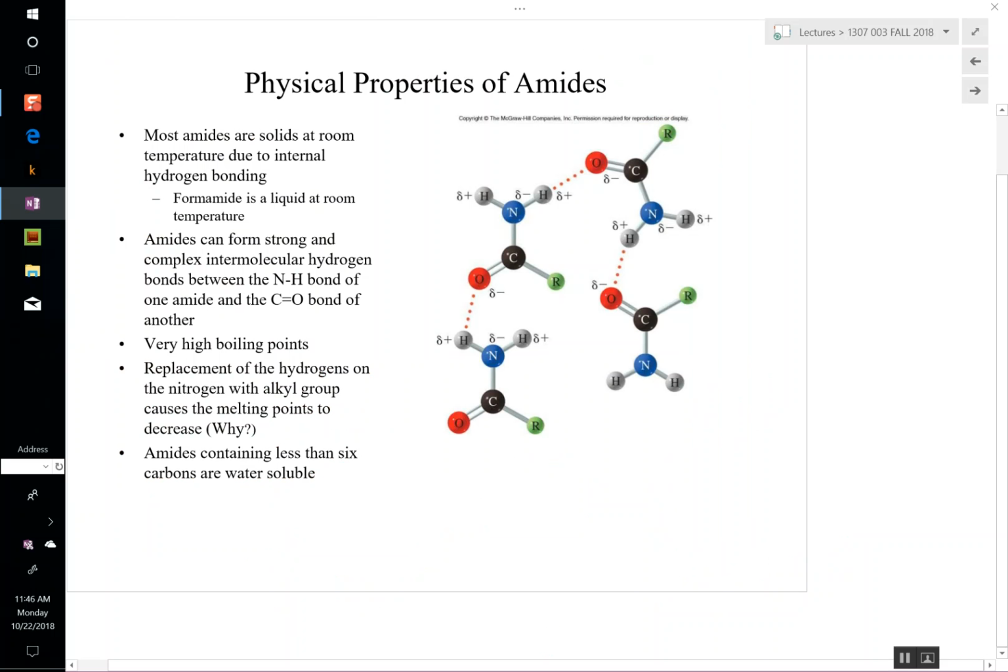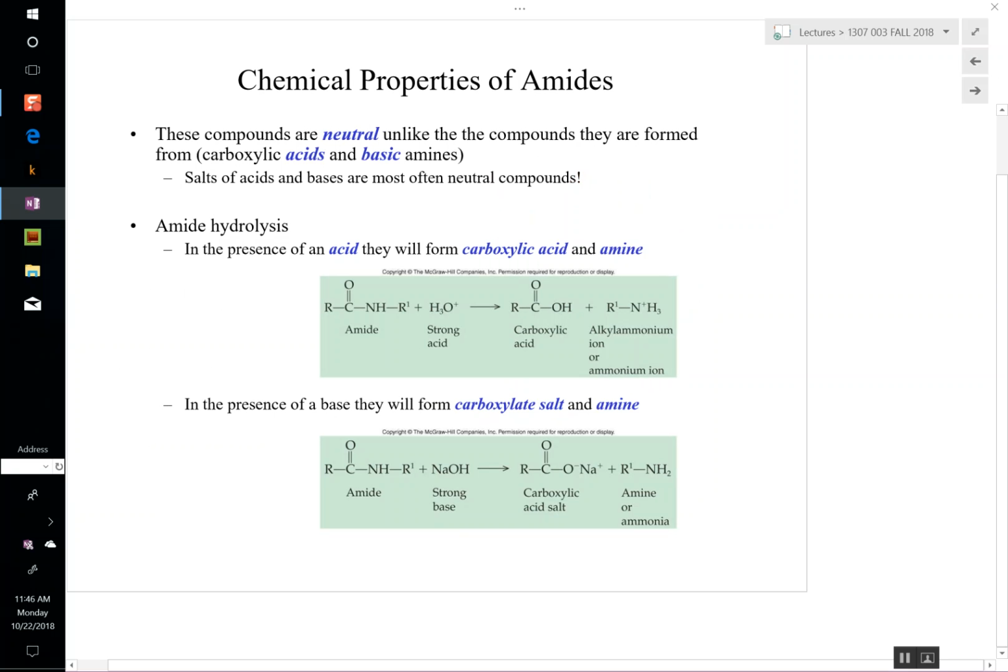Physical properties, I've emphasized this a whole lot more with alkanes, alcohols, aldehydes, carboxylic acids. Yes, there is some polarity to an amide because you have a carbon-oxygen double bond, but I'm not going to dwell on that. These aren't real polar. There is some polarity, so they're more soluble in water than alkanes, but not as soluble in water as alcohols. So that comparison is there.